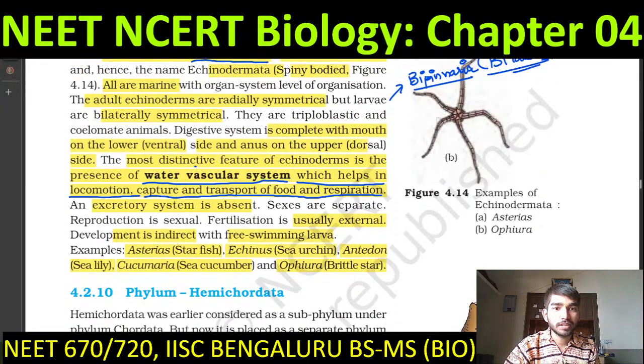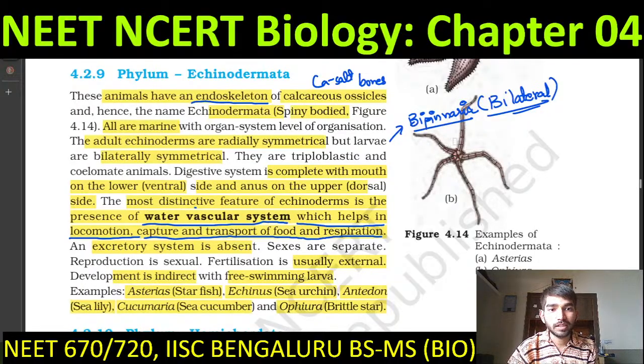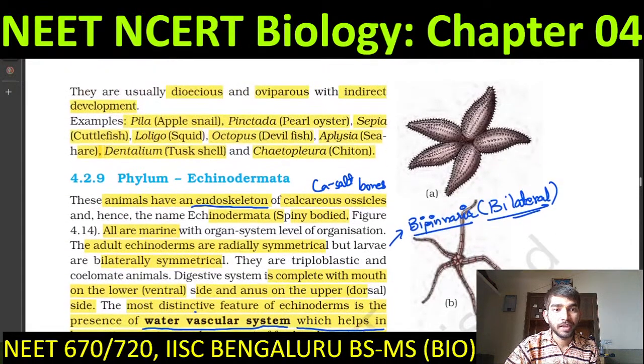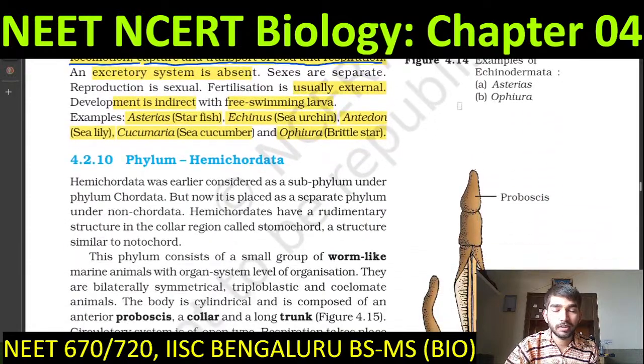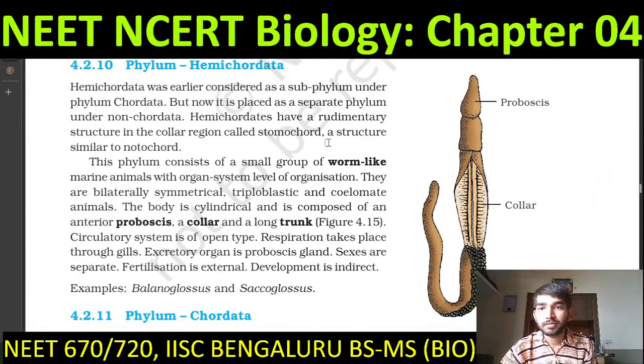So this is the brittle star, which again, you can see, has radial symmetry. And this is your starfish, Asterias, which again has radial symmetry. Coming to the next phylum, which is Hemichordata. Hemi meaning semi, like half.